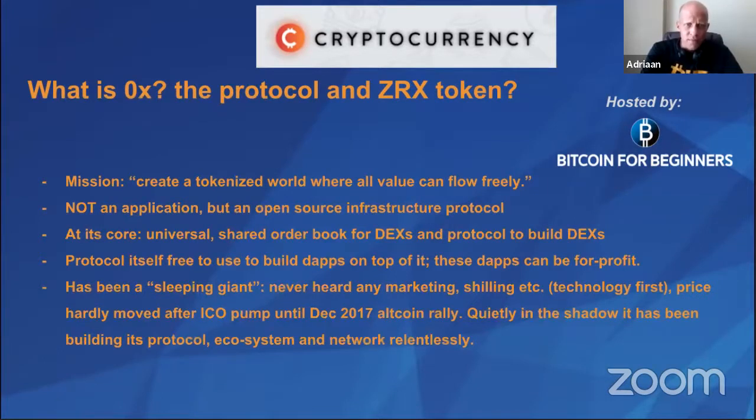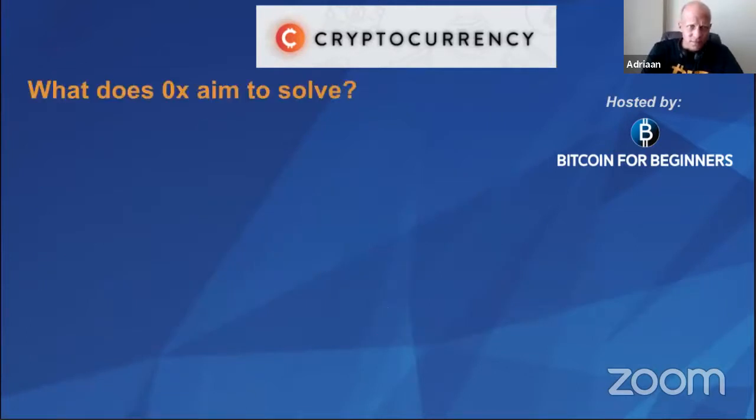It has been a sleeping giant because we never heard any marketing from them. There was no shilling usually. That's because the team put technology first. The price hardly moved right after the ICO pump, and until December 2017, nothing really happened price-wise. That changed, of course, during the altcoin rally in December 2017. It has been quietly in the shadow, building its protocol, ecosystem, and network relentlessly all the time. So what does 0x aim to solve?